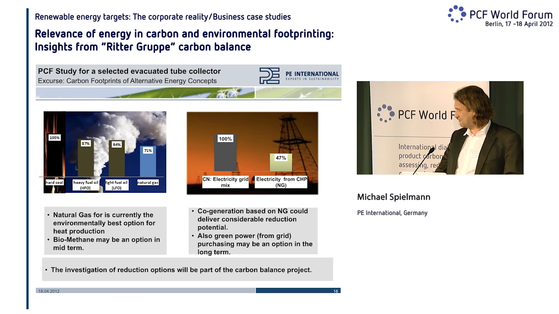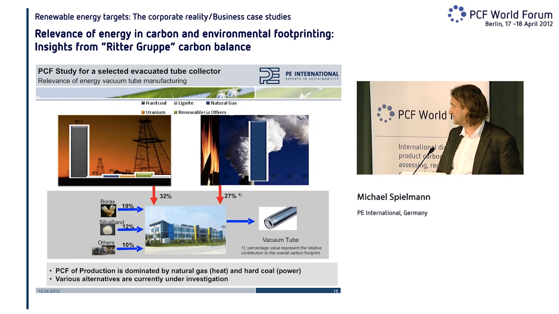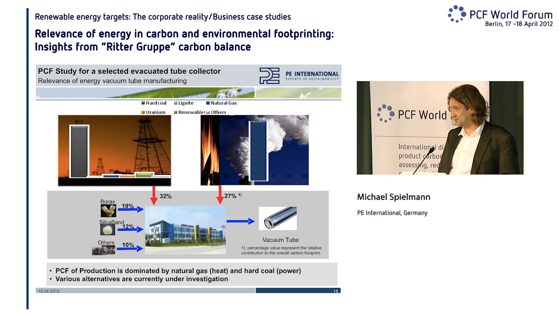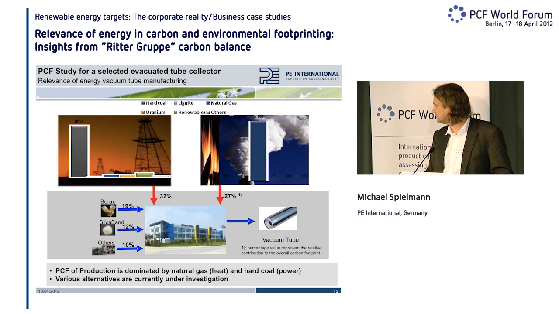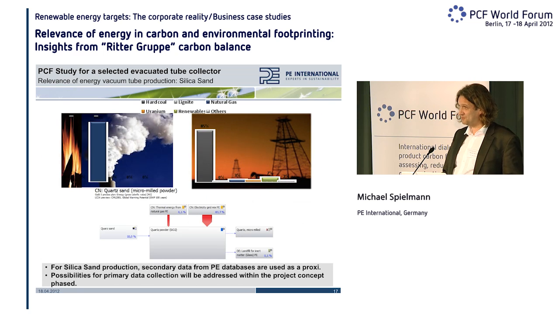Coming back to the initial slide of the analysis, we have 60% of the carbon footprint because of the energy used on site. But there's also 40% of the carbon footprint embedded in the materials or the intermediate products going into the production. And what we did is go deeper and deeper and see what is behind that. Where does the carbon footprint come from?